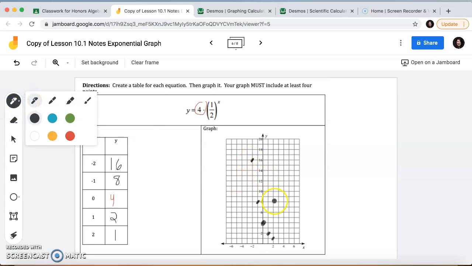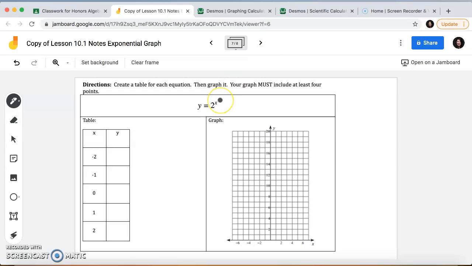So I've plotted those points, and I'm going to try my hardest to make this graph look okay. Not bad. It's very challenging on the Jamboard. A lot easier with paper.